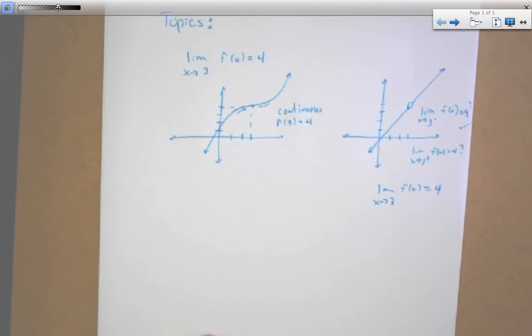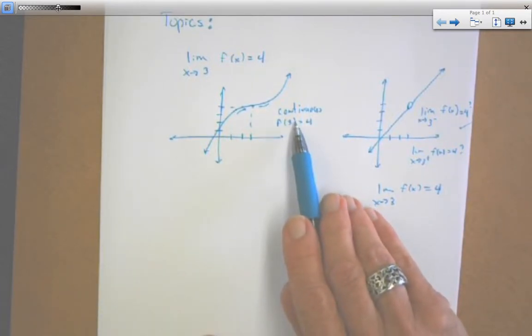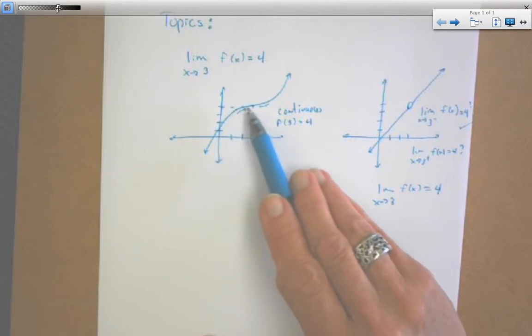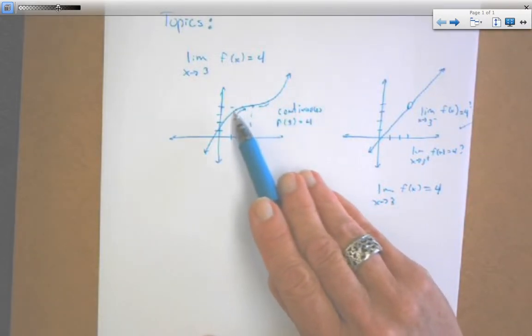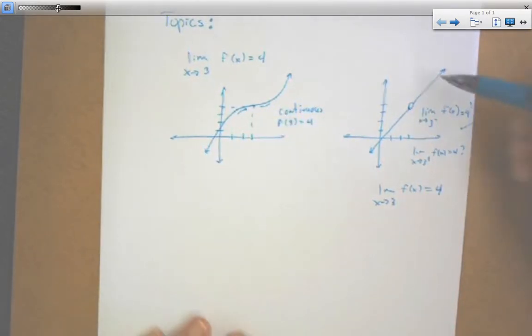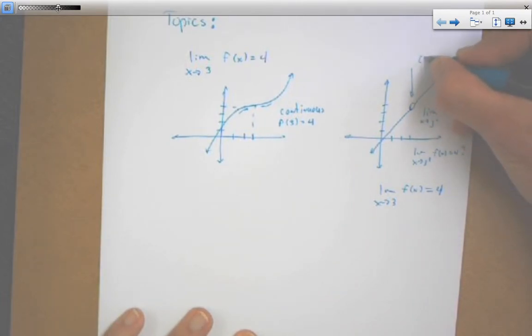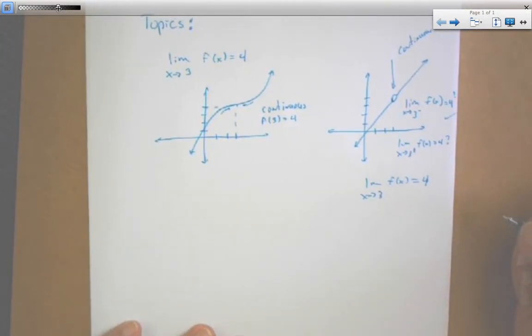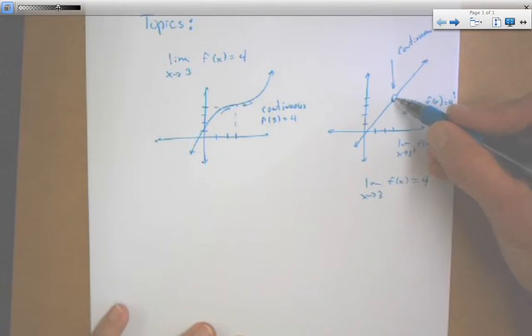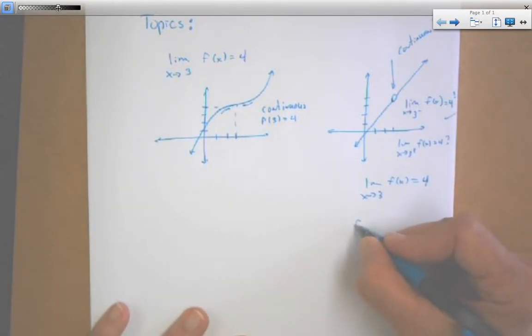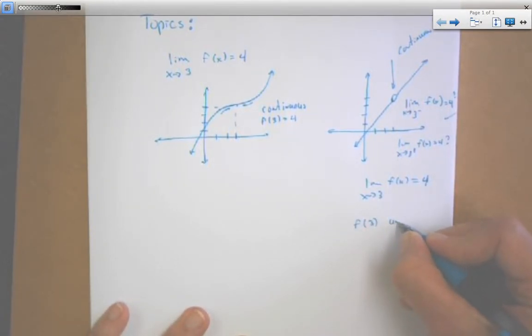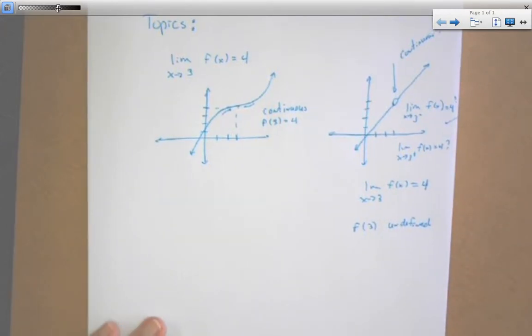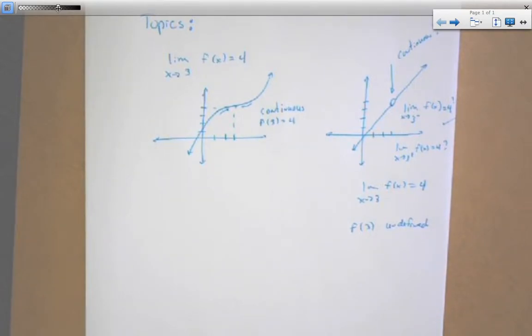But let me ask you this. This graph is continuous. It's differentiable everywhere. I can draw a tangent line at each point. Is this graph continuous? It fails the conditions for continuity at a point. It's discontinuous there. F of 3 is undefined. Therefore, can I sketch a point of tangency there?